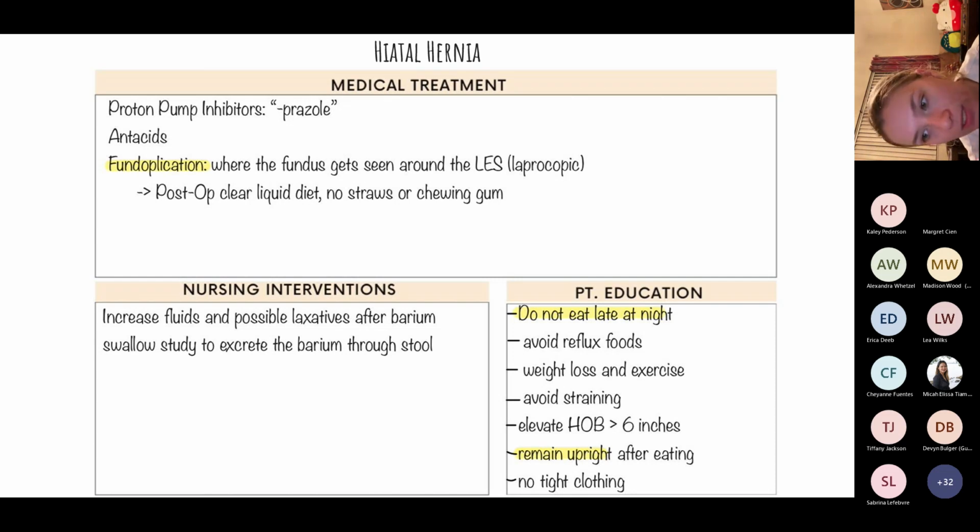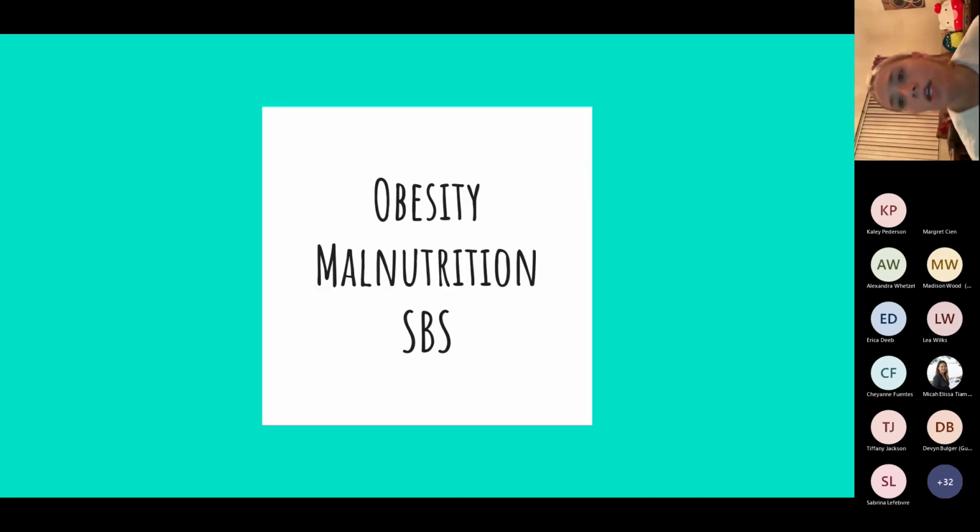Surgery is not always the best option. Firstly, we want to try lifestyle modifications. So avoid your trigger foods. Keep your head in bed elevated 6 inches. Remain upright after eating. Weight loss is really, really important, especially for people that have a shorter stature and are overweight. All of that kind of weight gets in the stomach, the abdominal area. It increases abdominal pressure, which can cause some more hernias. Okay. So now we're going to talk about obesity, malnutrition, and short bowel syndrome.